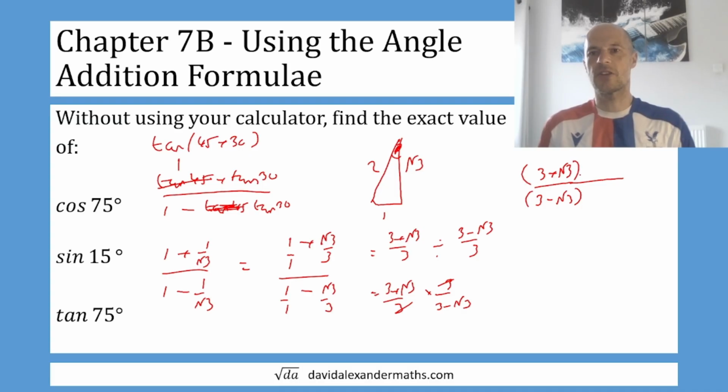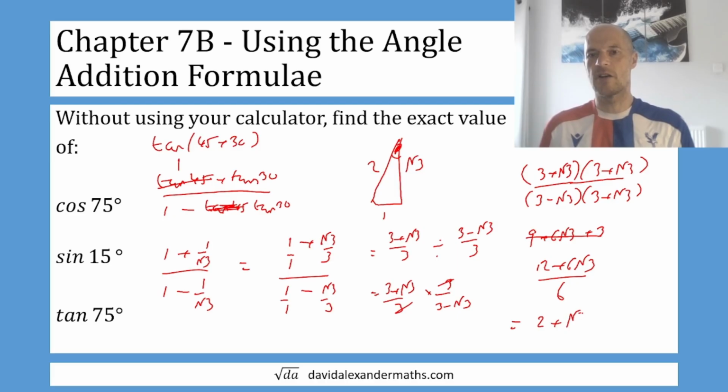So let's multiply the top and the bottom by 3 plus root 3. So on the top, we're going to get 9 plus 6 root 3 plus another 3. So that's 12 plus 6 root 3 on top. And on the bottom, 9 minus 3, which is 6. Divide through by 6, so that is 2 plus root 3. So 2 plus root 3, that is the exact value of tan 75.